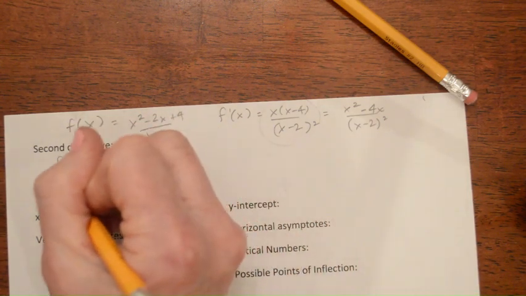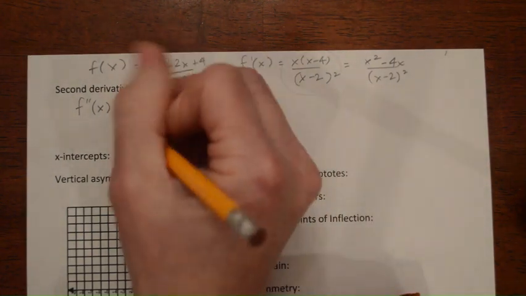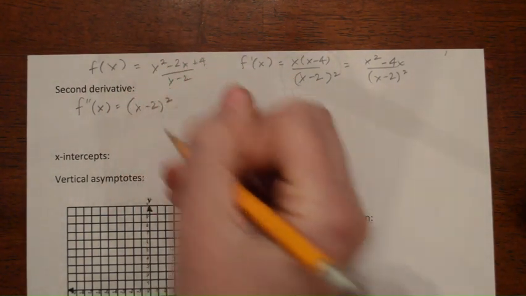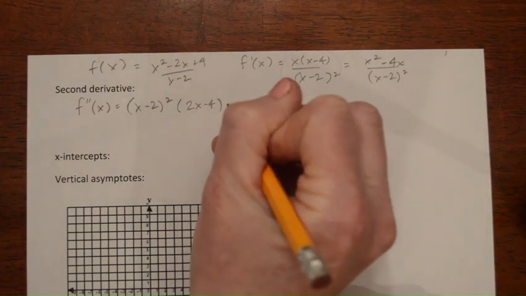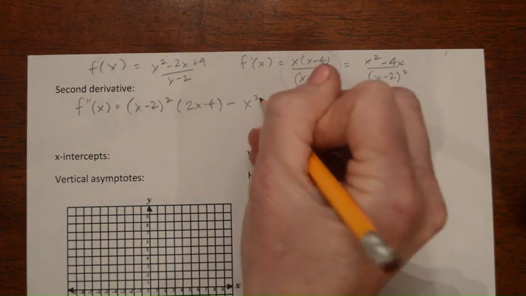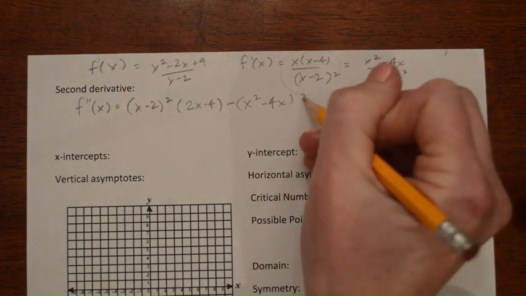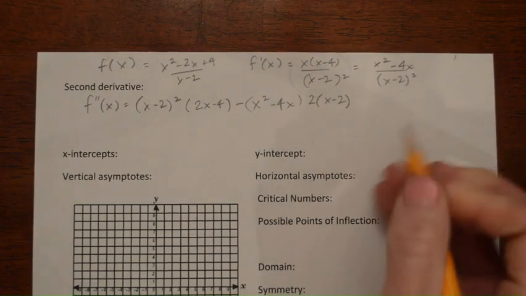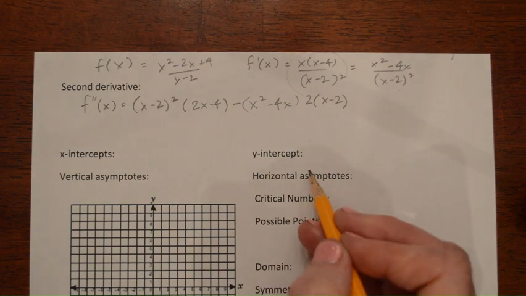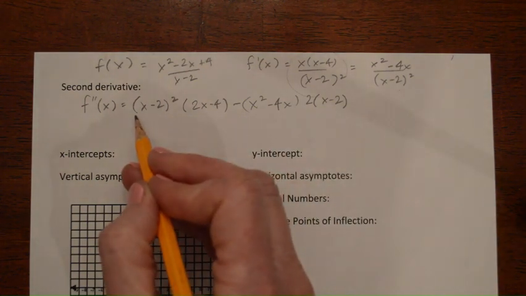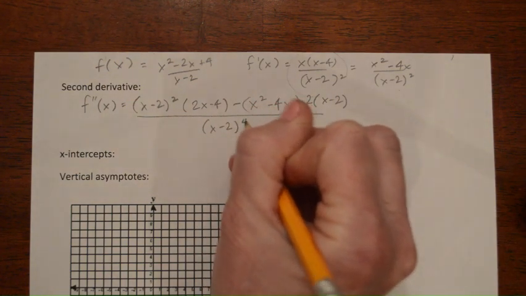And so we have f double prime of x is the bottom times the derivative of the top, which is going to be 2x minus 4 minus the top, x squared minus 4x, times the derivative of the bottom. We're going to have to use chain rule for that. So 2 times x minus 2, decrease the power by 1, and then take the derivative of the interior, which is just 1, all over the bottom squared. So x minus 2 to the 4th.